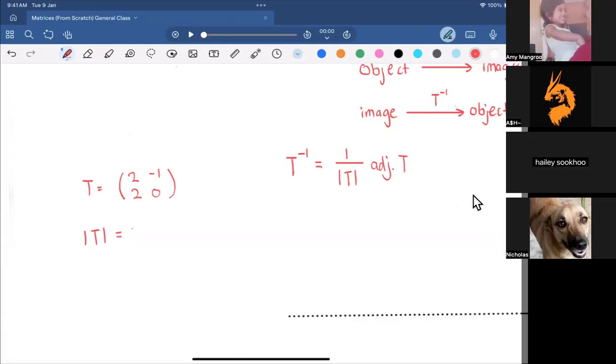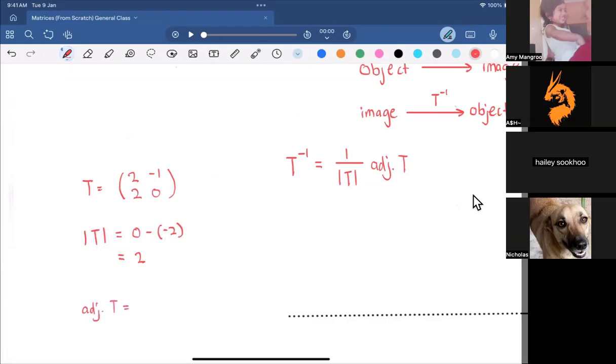Right, so it's 2 by 0, 0, right? Minus 2 by minus 1, minus 2. Minus by minus 2. It's a negative by a negative, that's a positive. So the answer is 2. Right, now we need to find the adjoint.